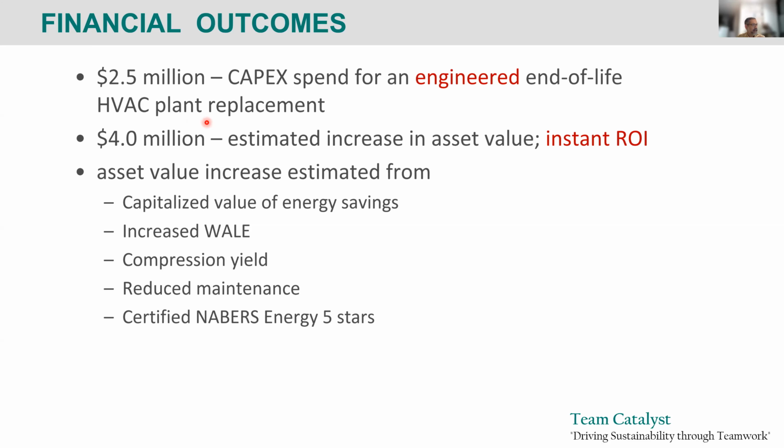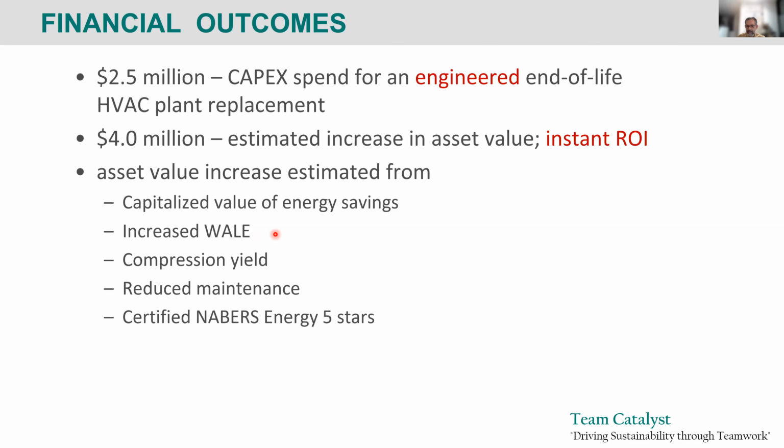And they said that the value had gone up because of the savings in energy that we had shown, capitalized for X number of years into the future. There was also something called an increased weighted average lease expiry. Because they were all government tenants, the owner was able to go back and renegotiate their lease. So they had 10 years of guaranteed rental income.